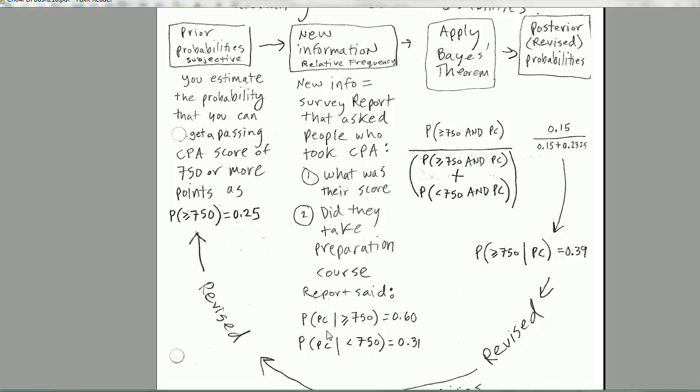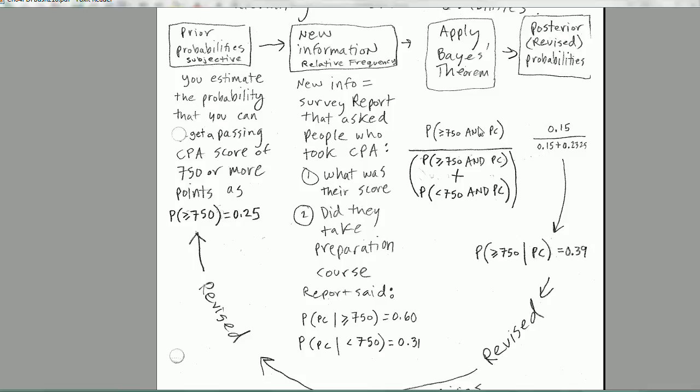The probability that the person took a preparation course given that they got a passing score greater than or equal to 750 was 0.6. And the probability that they took a preparation course given that they got less than 750 was 0.31. Now, we apply Bayes' theorem, and we'll see how to do this.